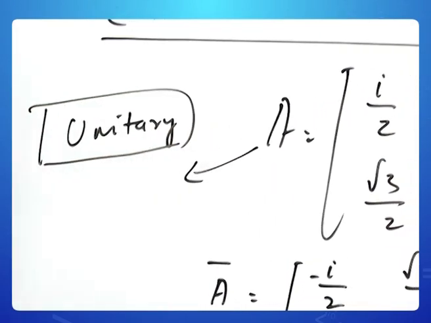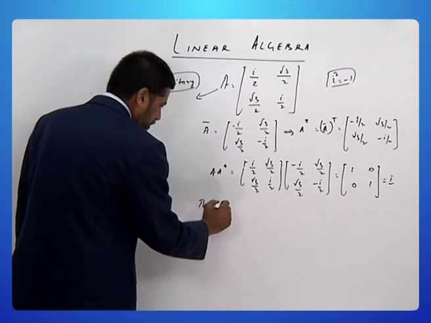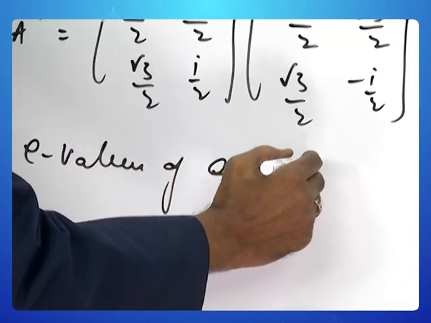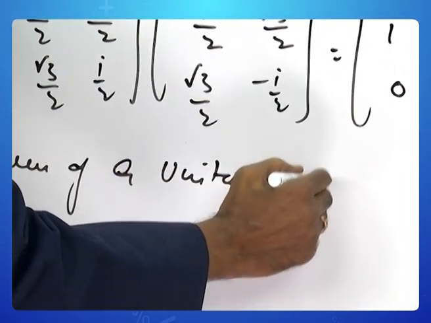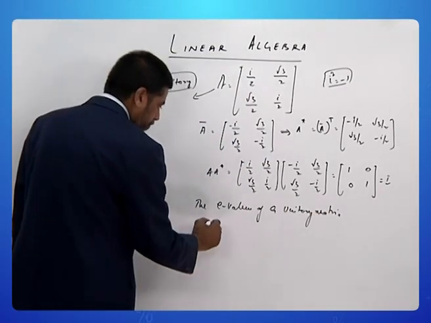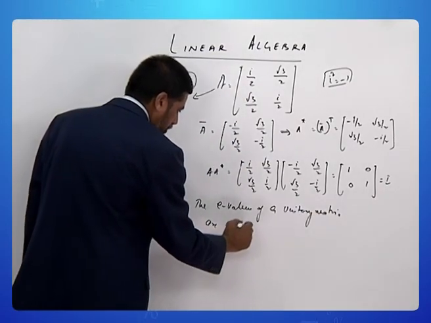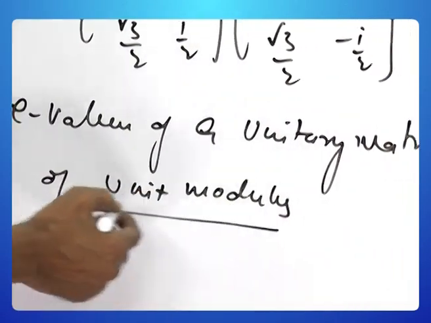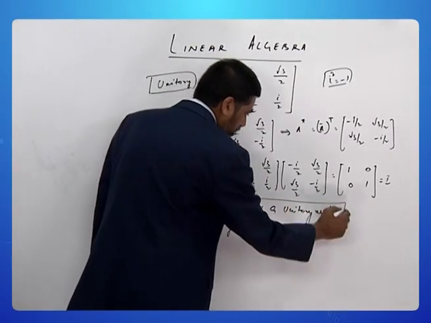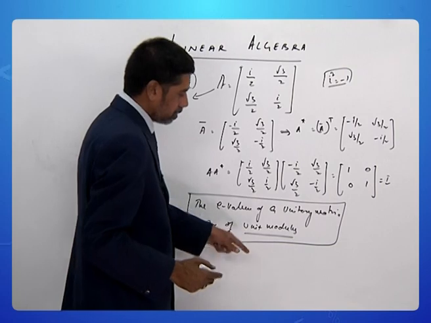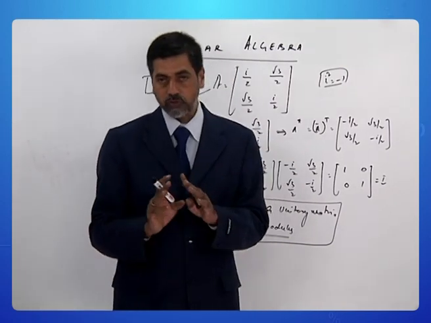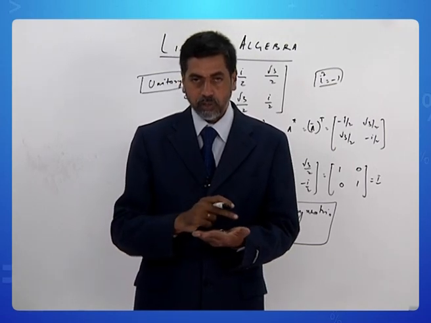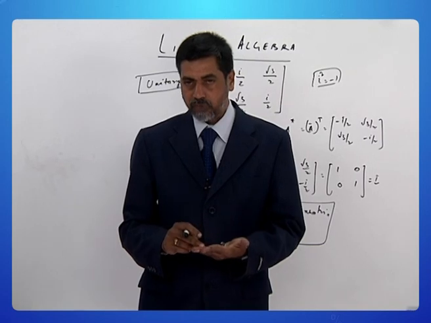And one very important property says that the eigenvalues of a unitary matrix are of unit modulus. The meaning of this is the eigenvalues may be real or complex, but the modulus of those eigenvalues will always be equal to 1. That means all the eigenvalues of a unitary matrix will lie on a unit circle. And the correct option for this problem is B.